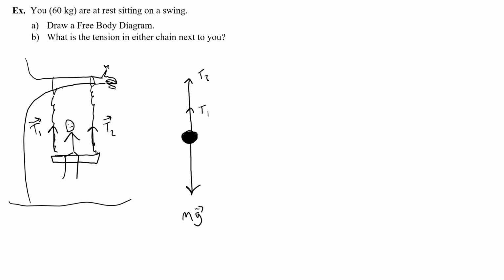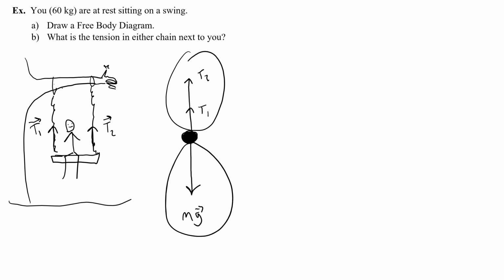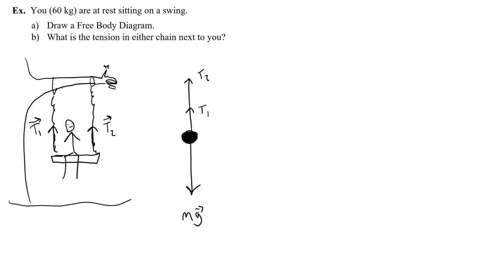Okay, so you should notice that T1 and T2 should be about the same length as the weight vector that you've drawn, because in this problem you're at rest, which means these two tensions are equal to your weight.